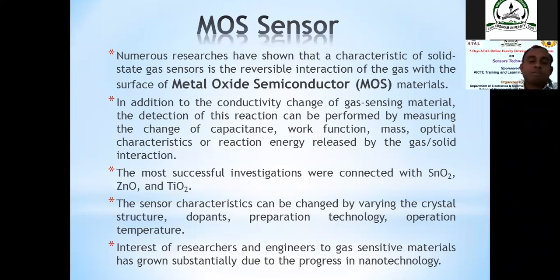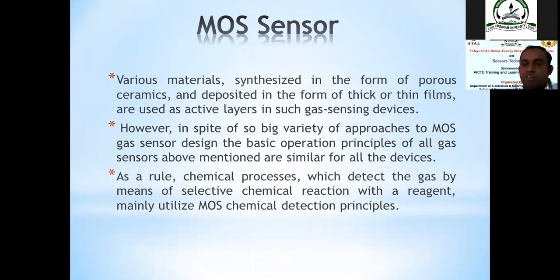At the beginning, there was a problem with fabrication, but day by day the fabrication technology is improving. So new structures can be prepared, and we can go for smaller devices. Various materials synthesized in the form of porous ceramic and deposited as thick or thin film are used as active layers in such gas sensing devices. Now, the thick or thin film concept relates to the fabrication process. How thin a film we can fabricate depends on how much the fabrication technology has improved. Nowadays we can take help of MEMS technology, or using normal fabrication technology we can also fabricate this type of MOS gas sensors.